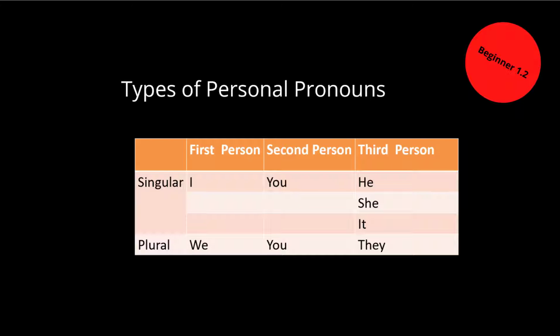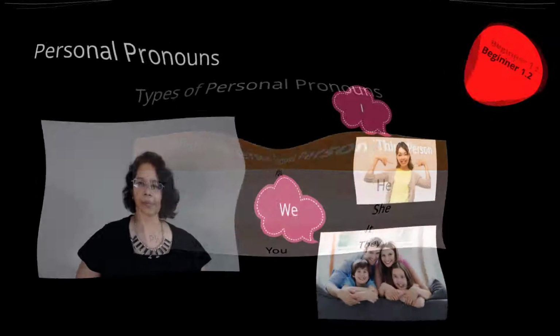Now don't worry about all these jargon words like singular, plural, first person, second person, third person, personal pronouns. It's just nice to know, but you don't have to know it at this stage. It's enough that you know the meaning of I, you, he, she, it, we, you, they, and how we are going to use them in sentences. Okay, let's look at that next.